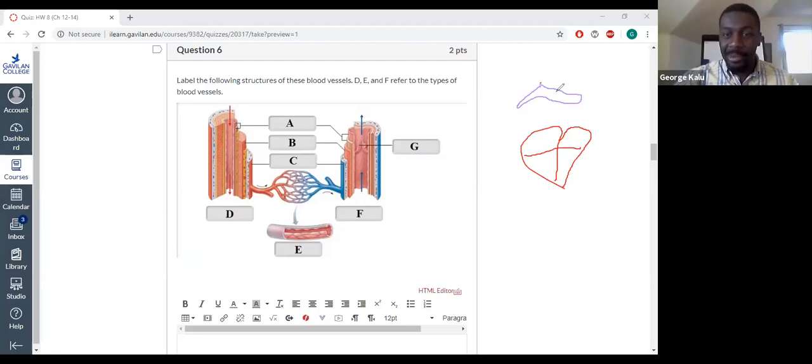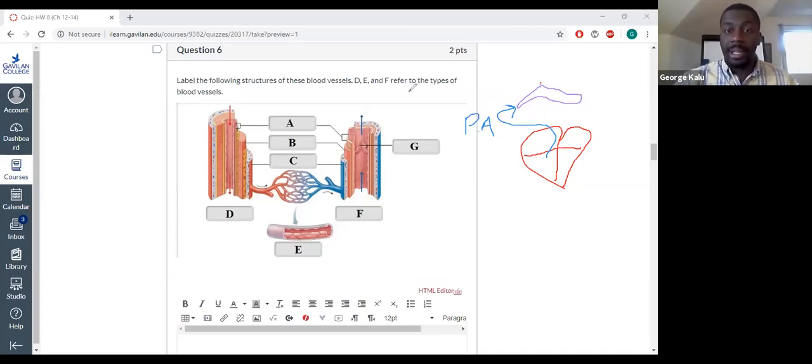So when we're taking blood from the heart to the lungs, we're going to be going through the pulmonary arteries, right? And that is going to be carrying deoxygenated blood because it's coming from the right ventricle. I'll put PA for pulmonary arteries. So this is going to be deoxygenated blood.